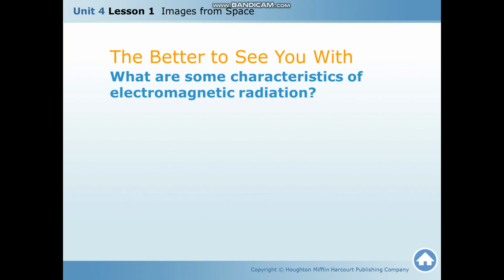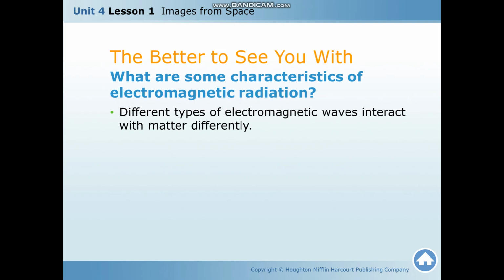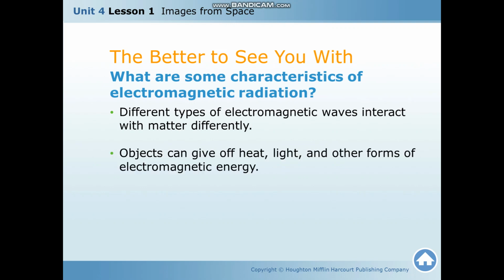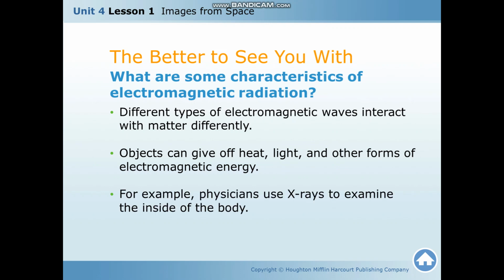What are some characteristics of electromagnetic radiation? Different types of electromagnetic waves interact with matter differently. Objects can give off heat, light, and other forms of electromagnetic energy. For example, physicians use X-rays to examine the inside of the body.